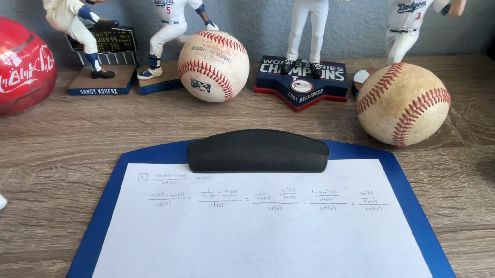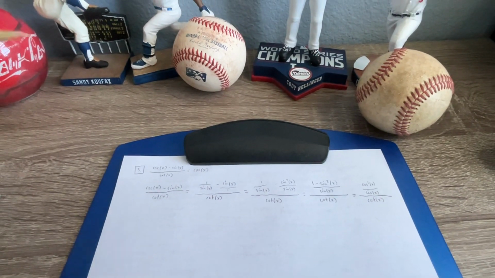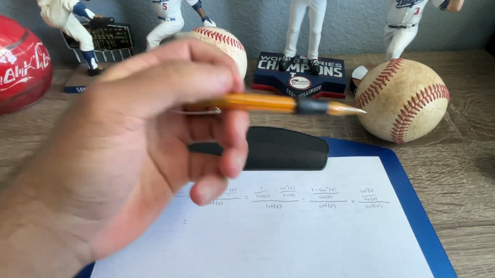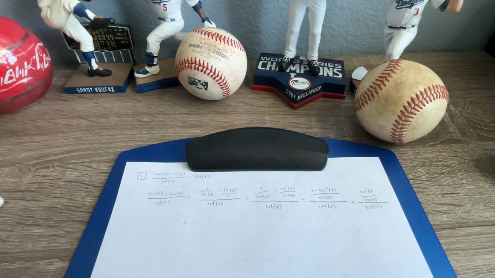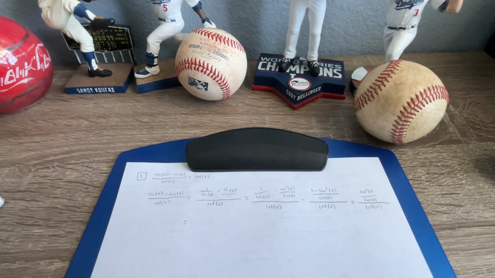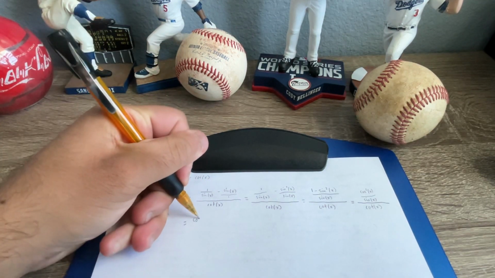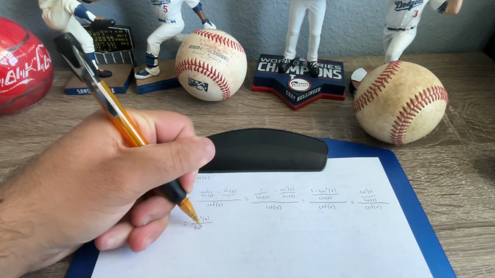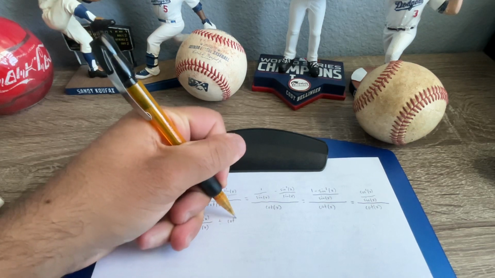So once I've gotten that far, I'm going to rewrite this very complicated looking fraction expression on just a single line division. So just as my numerator divided by my denominator.